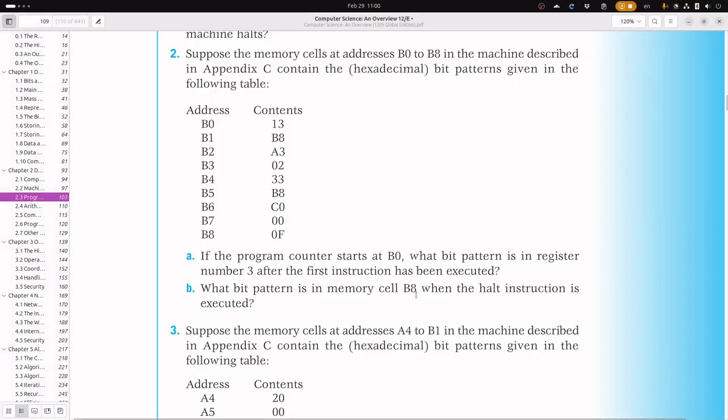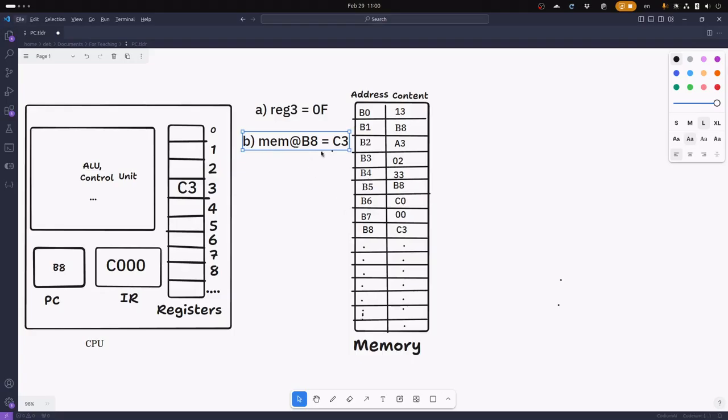It asked for the value of the memory cell. This is why I wrote it like this. You can just directly write C3 or 0F, but you should show the process.